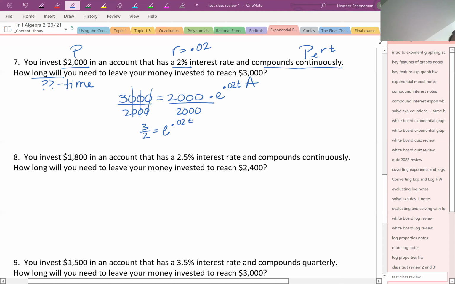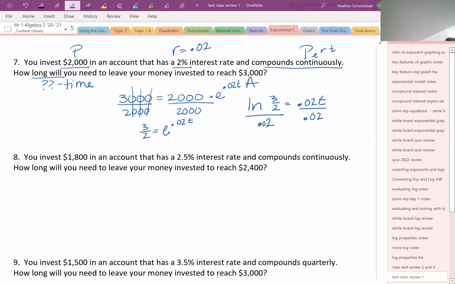Oh, we actually know how to do this because if we're solving for an exponent, we can use a log. So I can rewrite this as log base E, which is really the natural log. So I can say the natural log of 3/2 equals 0.02 times T. Oh, we still know how to do this. What am I going to do now? I'm going to divide by 0.02. Okay, now I need to put that into my calculator.